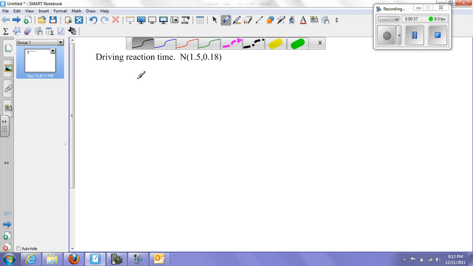So the first thing we're supposed to do is draw a normal model. So let's try and do that on this tablet. Here's our normal model curve. And I know I have my mean right here at 1.5. And then I'm going to have several standard deviations, 1, 2, 3 that way, and I'll have 1, 2, 3 that way. And I'm going to label those.